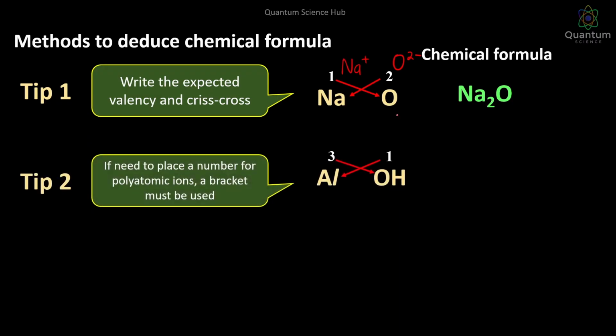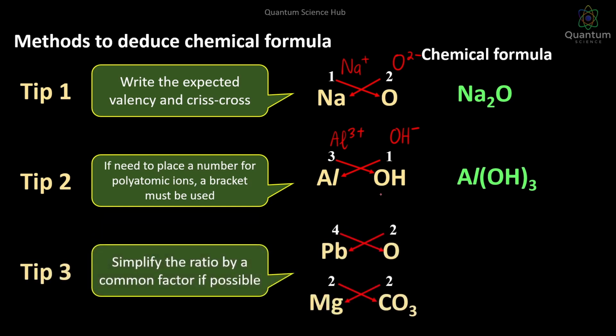Next, if we need to place a number for polyatomic ions, a bracket must be used. So in here, Al is Al3 positive, while OH, the ion, is OH negative, right? So I will take yours and you will take mine, crisscross. So it becomes Al in bracket OH 3 times, okay?